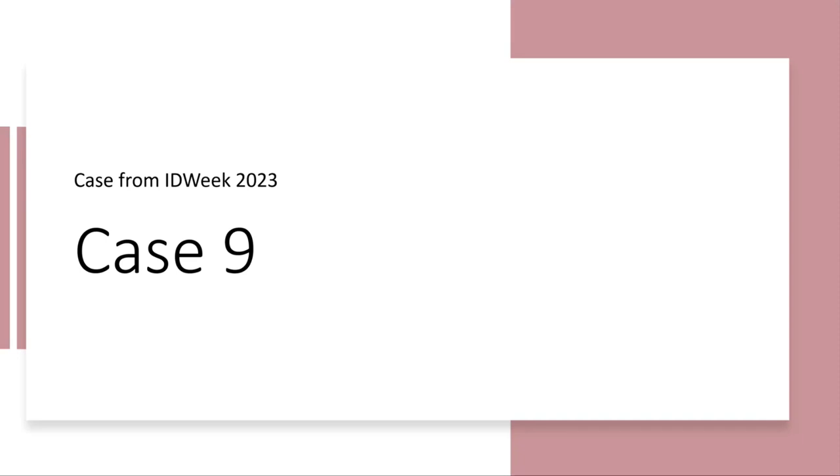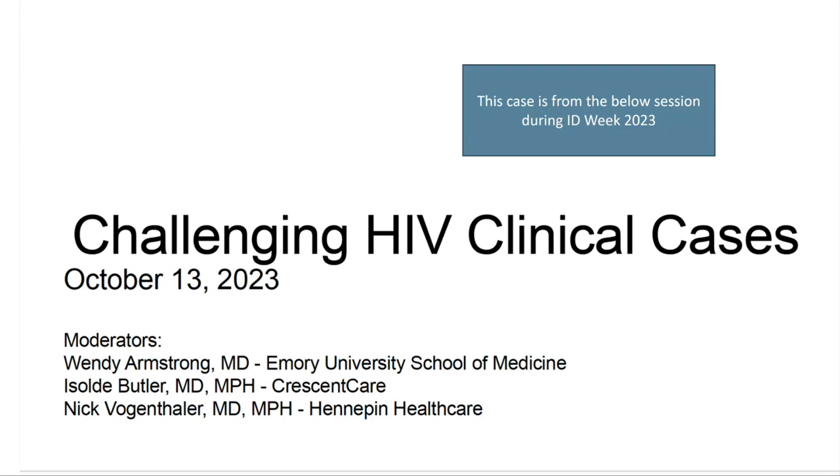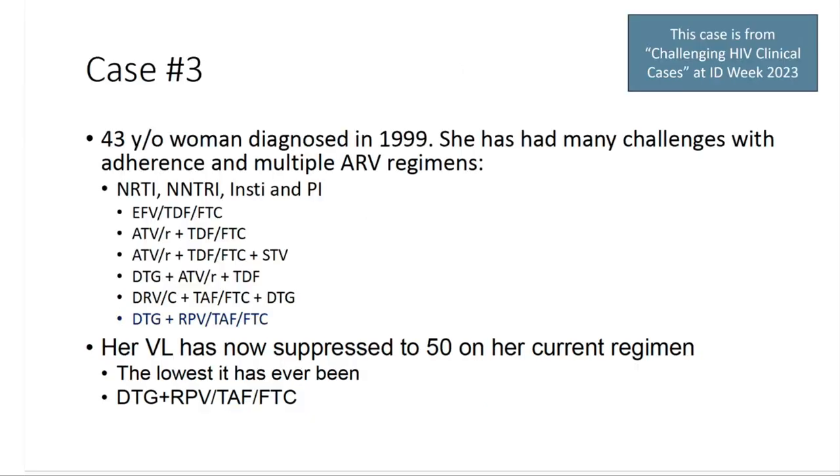Okay, this is the final case, and I think it's a really good one. So I do want to go through this one a little more carefully, and then we're done. This was presented at ID Week in the Challenging HIV Clinical Cases session. Others of you may have been there. But this is a 43-year-old woman.